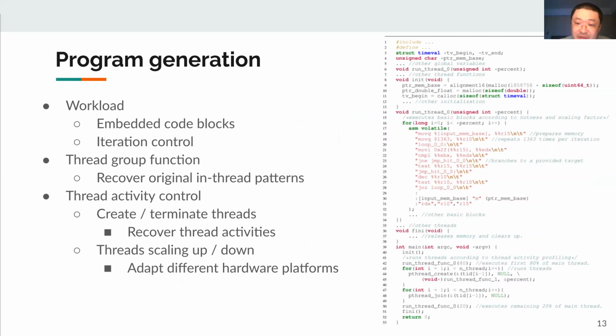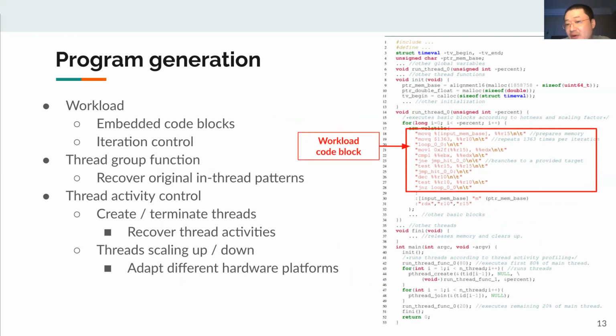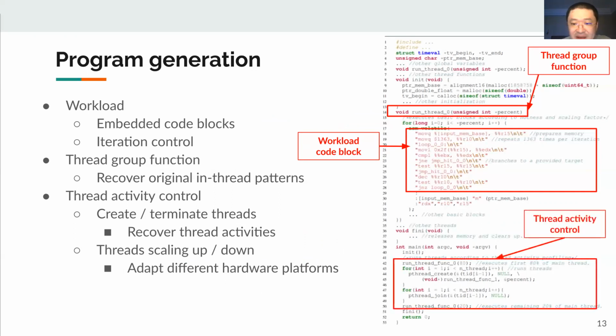FADATest generates test programs in C language with assembly inline. Code blocks extracted from the original benchmark are embedded in the program as the workload. There are also loops outside to control the iteration. Workload is organized as thread group functions to match the original pattern. In the main function, there is the thread activity control, which starts or terminates a thread at a proper time.